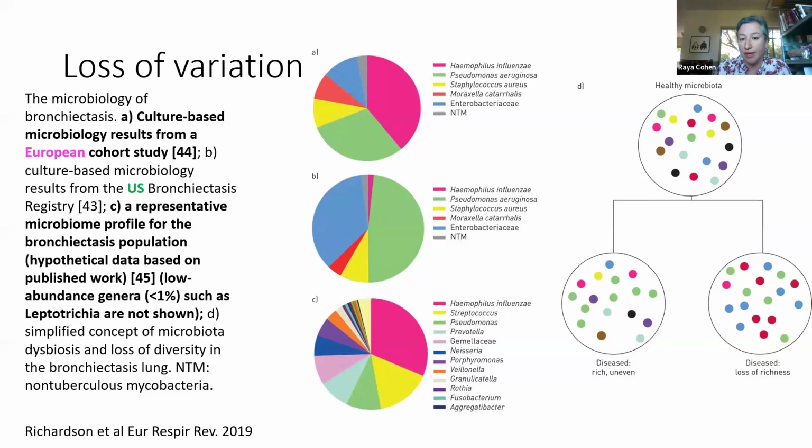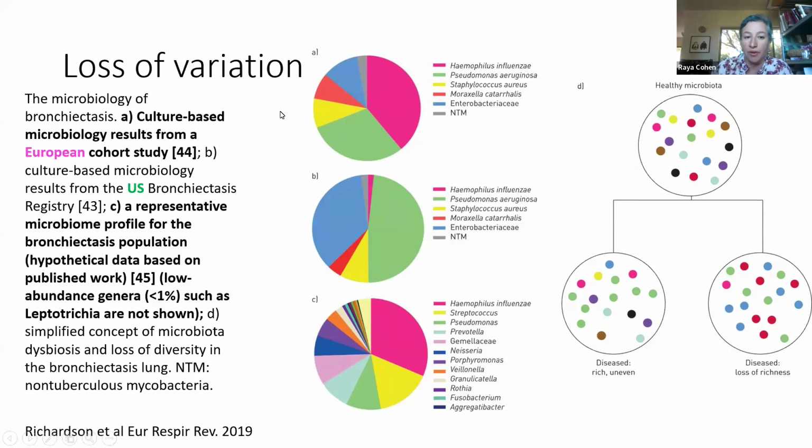So this slide demonstrates the concept I showed in the previous slide. On the right-hand side, you can see a diagram showing the loss of richness and loss of evenness. So if here we have a healthy microbiome with a lot of different microorganisms and all of them in about the same amount, there isn't a certain pathogen that's more abundant than the others. When we have a loss of richness, we have less species, so you see less colors here. And when we have a loss of evenness, that means that one species takes over and becomes more abundant than the others. And these two together cause a loss of variety, which is an important change in bronchiectasis compared to healthy lung.